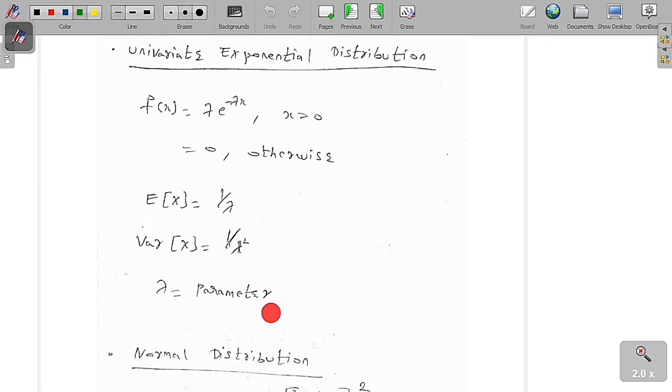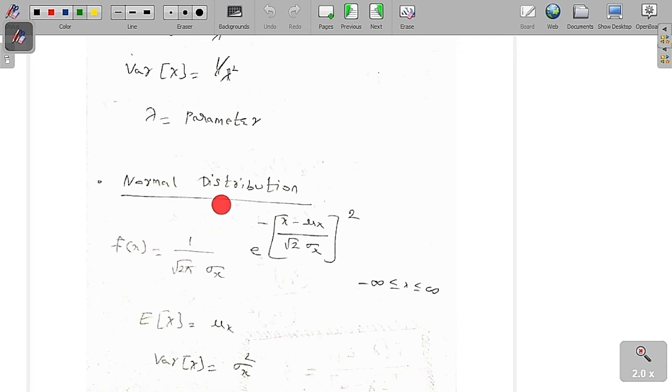The lambda is always called a parameter. So now we will go for the normal distribution. Normal distribution is called the last concept in probability here.